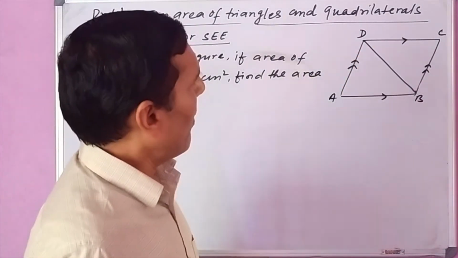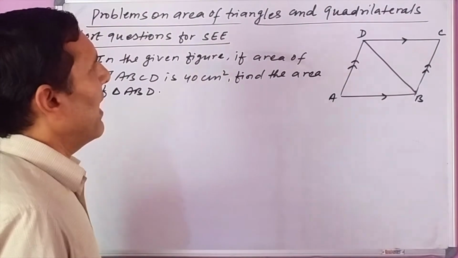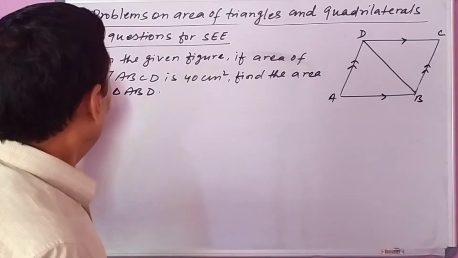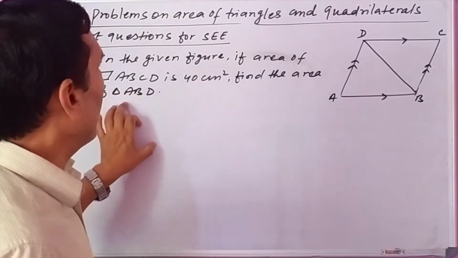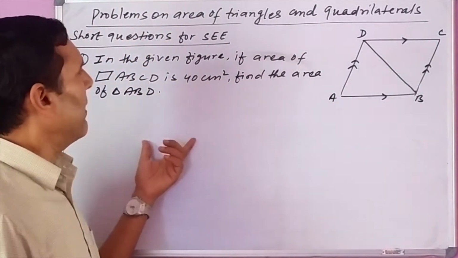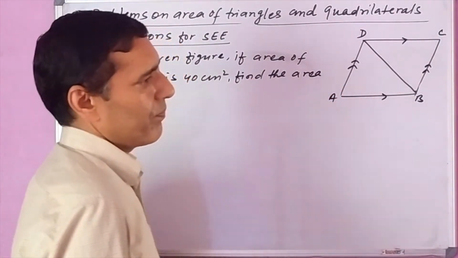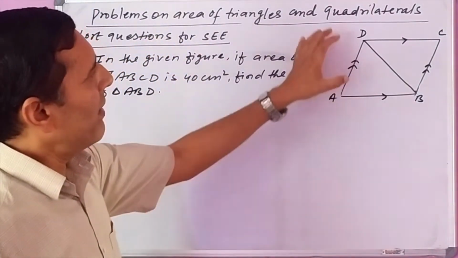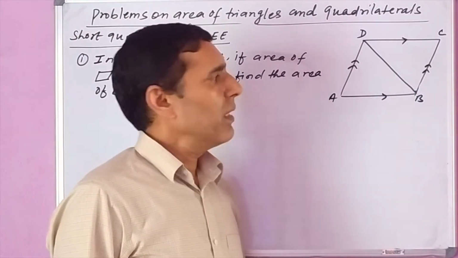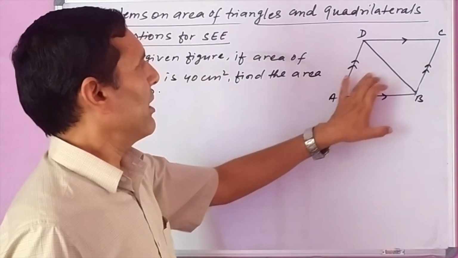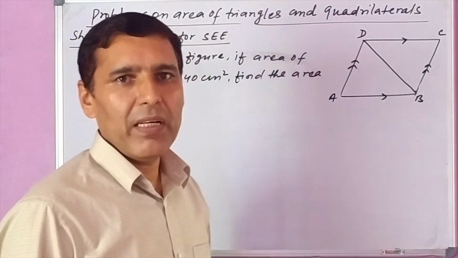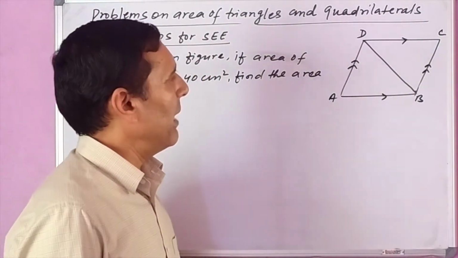Here you can see one parallelogram ABCD having diagonal BD, and the question is, if the area of the parallelogram ABCD is 40 square centimeter, find the area of triangle ABD. We know that the diagonal bisects the parallelogram. Therefore, area of triangle ABD as well as area of triangle BCD is equal to half of the area of the parallelogram ABCD.